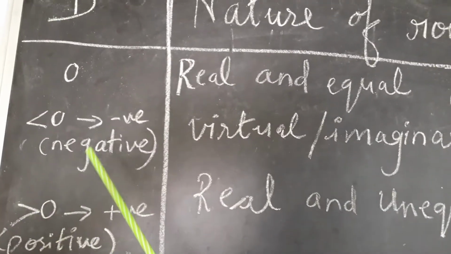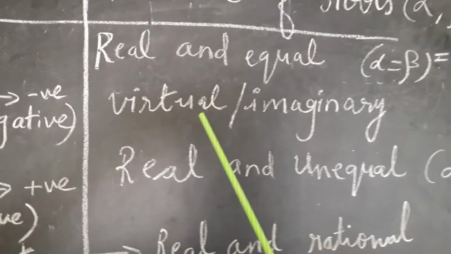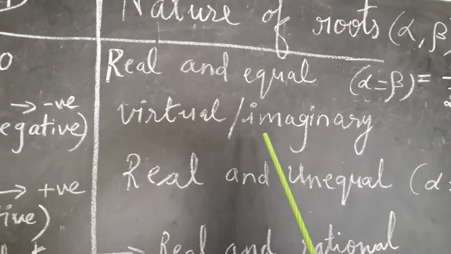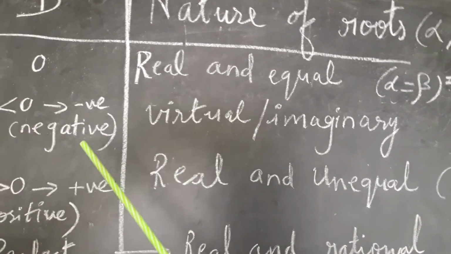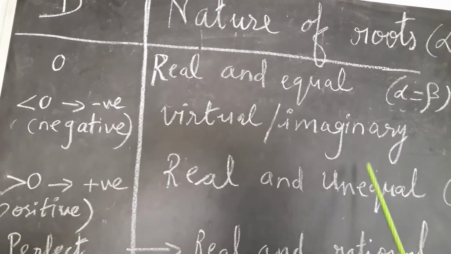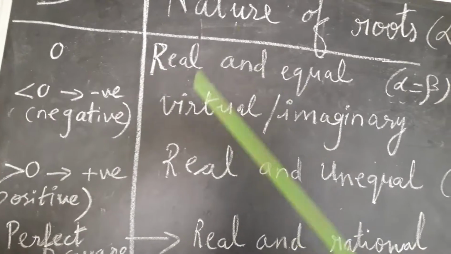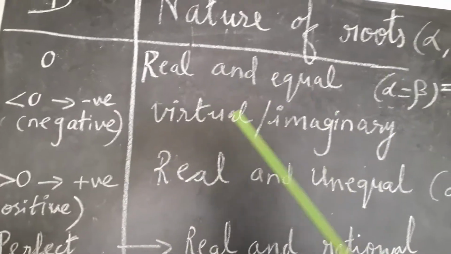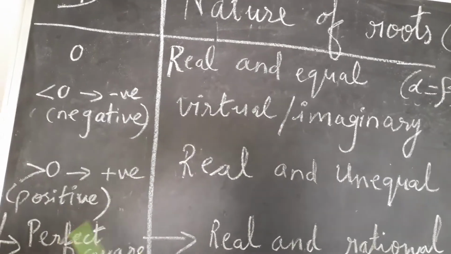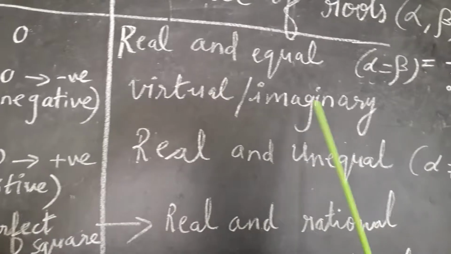And if D is negative, as in less than 0, the roots are virtual or imaginary. The roots are there, but they are imaginary, as in they don't exist in the real number system. We cannot represent them on the real plane. That's a different concept altogether, complex numbers, which I will take up in my forthcoming sessions. But for now, when D is less than 0, it's negative, the roots are virtual or imaginary.